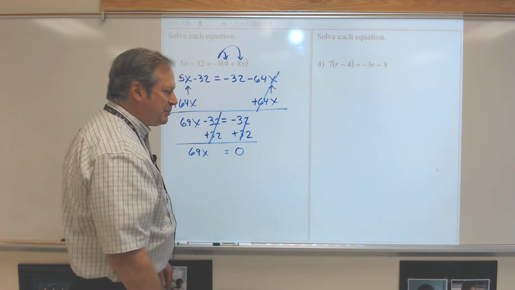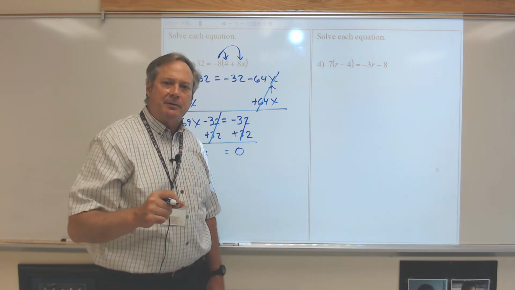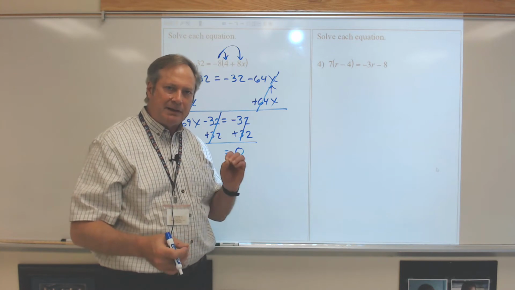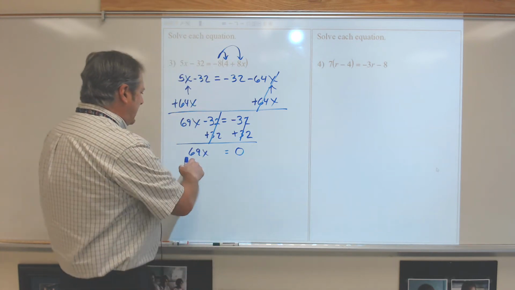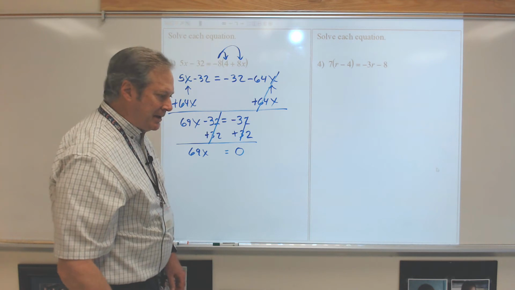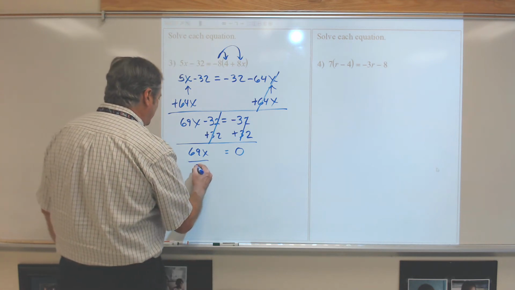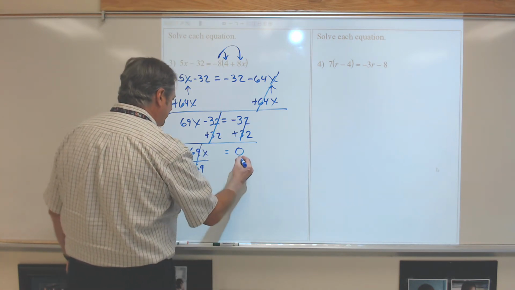But keep in mind, 0 is a good number. It's not nothing. It is a number. And since 69 is multiplied by the x, we'll divide both sides by 69.